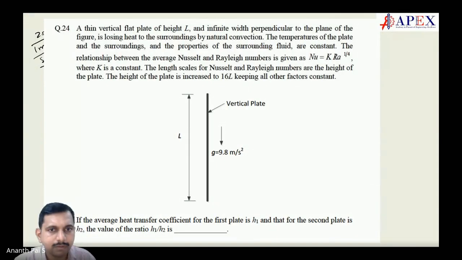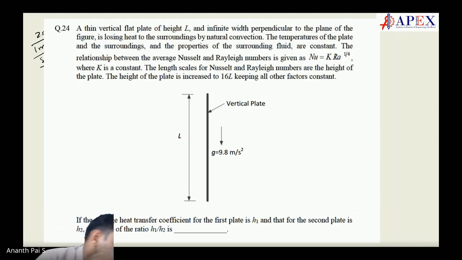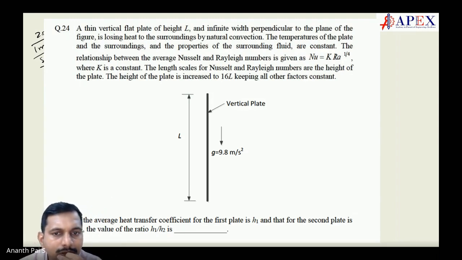A thin vertical plate of height L and infinite width perpendicular to the plane of the figure is losing heat to the surroundings, and the properties of the surrounding fluid are constant. The relationship between average Nusselt and Rayleigh number is given as Nu is equal to K into Ra raised to 1 by 4, where K is a constant. The length scale of Nusselt and Rayleigh numbers is the height of the plate.